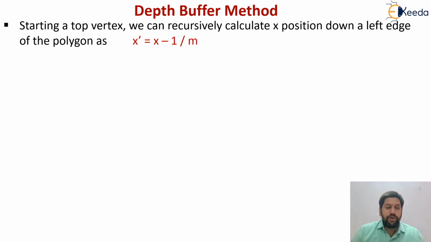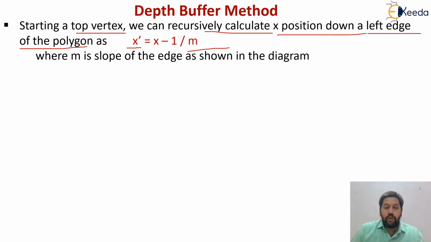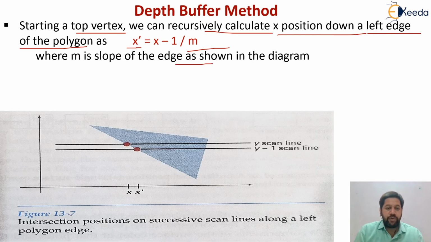Starting from the top vertex, we can recursively calculate the x position down the left edge of the polygon. So my new value of x, x dash, will be x minus 1 divided by the slope m, where m is the slope of the edge, as shown in the diagram. I'm showing it in this particular case here. It is very clear that I'm processing it scan line by scan line, with the help of the y scan line, and that is again from top to bottom.